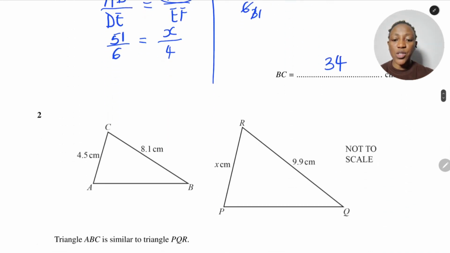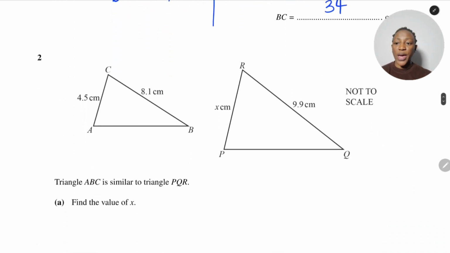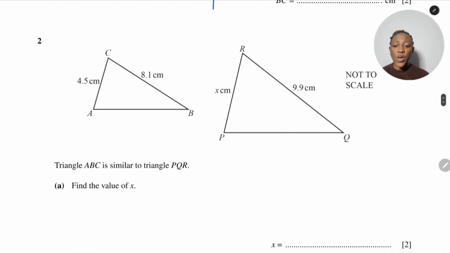All right, so the next question. Here we have, again, two triangles, and the question has already told us that triangle ABC is similar to triangle PQR. We've been asked to find the value of X. Remember, we need to identify the corresponding sides.